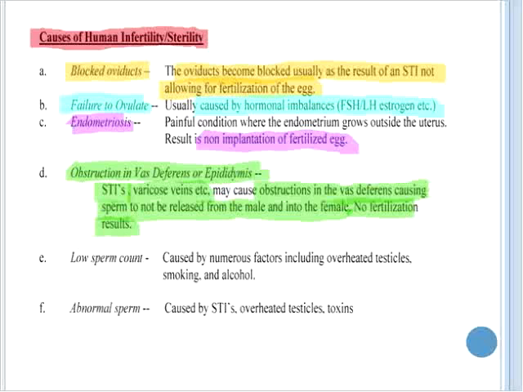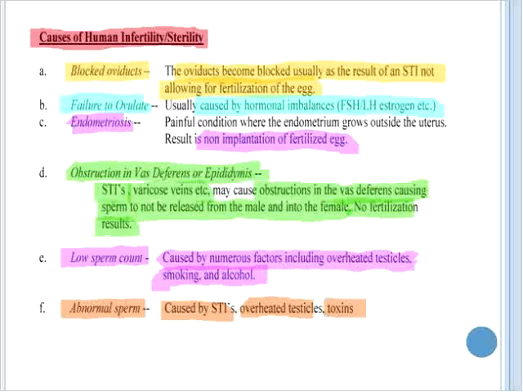A low sperm count can lead to infertility or even sterility. This can be caused by numerous factors, including overheated testicles, smoking, alcohol can lead to this, and sometimes the sperm are malformed. This can again be caused by STIs, overheated testicles, or various toxins.